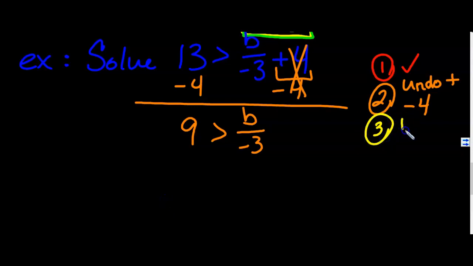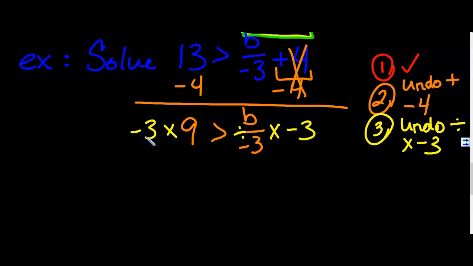Step 3, we need to undo our multiplication or division going on. If we take a look over here, b is being divided by negative 3, so we need to undo the division by multiplying by negative 3. We're going to multiply this side by negative 3, and we're going to multiply the left side by negative 3.